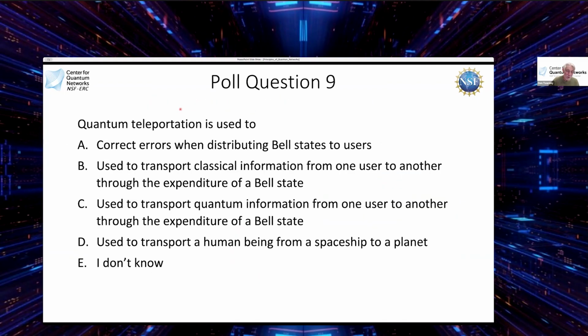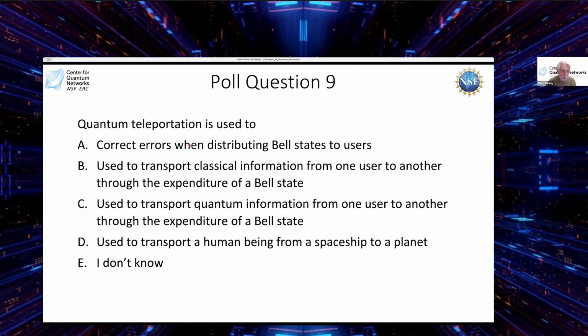Okay, so this brings us to a poll question. What's the purpose of quantum teleportation? Is it for error correction when you distribute Bell states? Or do you use it to transport classical information from one user to another by using a Bell state as a resource? Or are you using it to transport quantum information from one user to another by the expenditure of a Bell state? Or do you use this to transport humans from spaceships to planets?